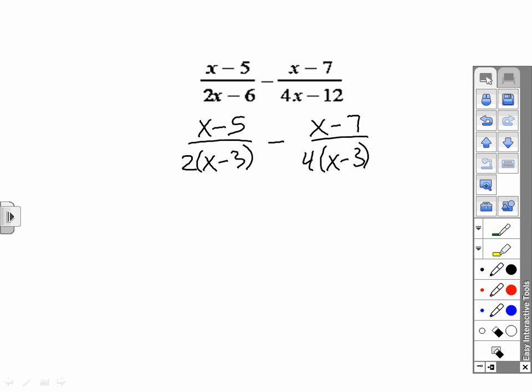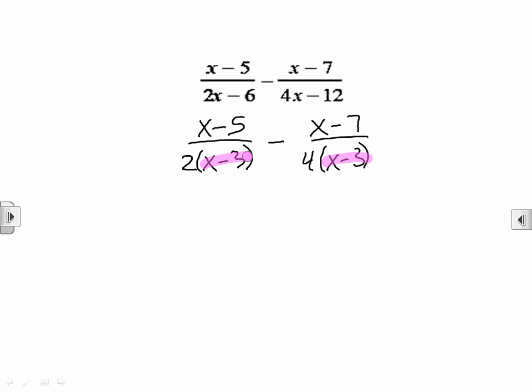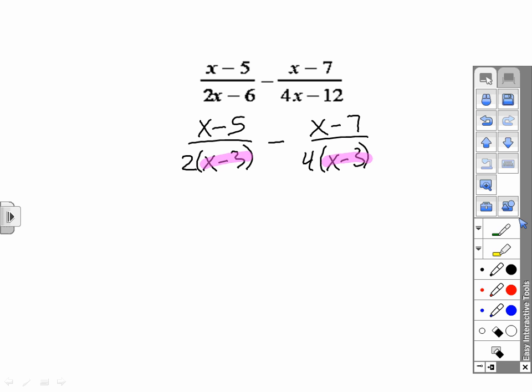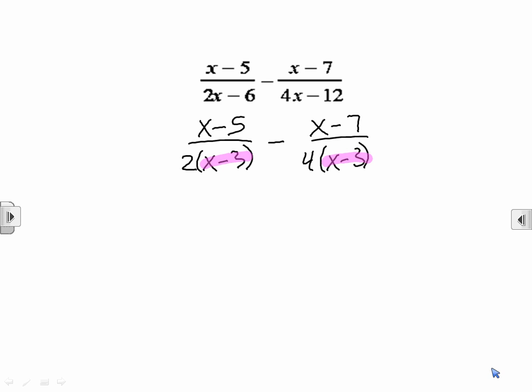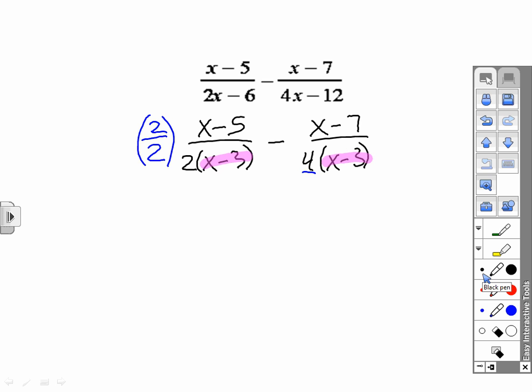What is sweet about these ones? They both have an x minus 3. Cool beans. But I have a 2 and a 4. Now, I could multiply the first by 4 and the second by 2, but what would be really convenient is if I just multiplied my first fraction by 2 over 2. Because if I multiply 2 by 2, I get 4, which is what I want. So I don't want to make more work for myself than I have to. I'm just going to do the simplest thing I can.